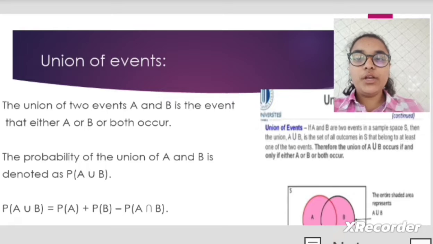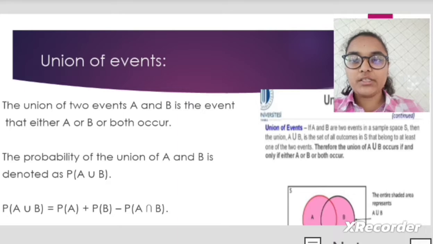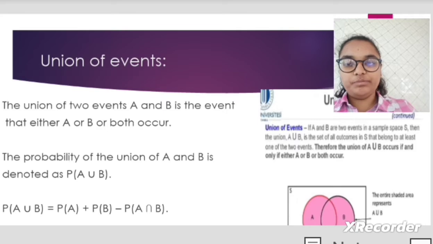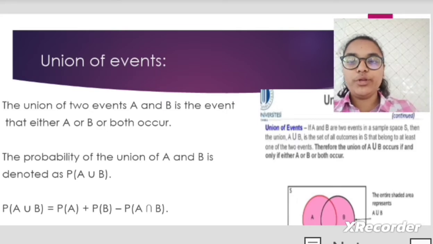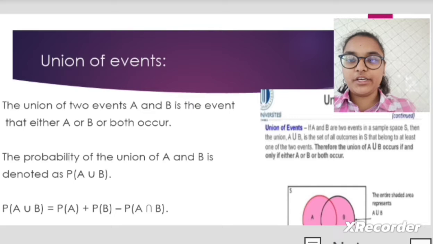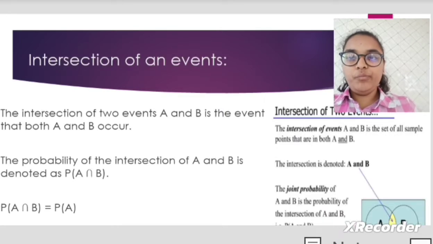Next, union of events. The union of two events A and B is the event that either A or B or both occur. The probability of the union of A and B is denoted as P of A union B. P of A union B is equal to P of A plus P of B minus P of A intersection B.